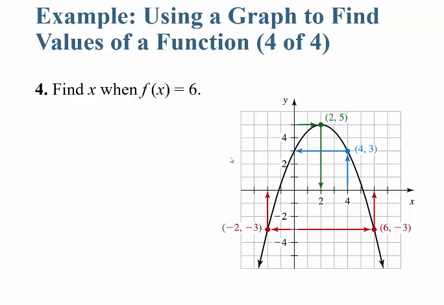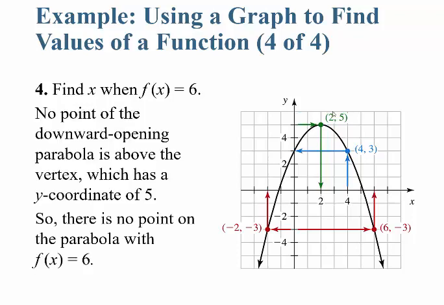All right, let's find x then when f of x is equal to 6. But that's weird because there's 1, 2, 3, 4, 5. Here's 6, but there's no graph corresponding to that value 6. So no point of the downward opening parabola is above the vertex, which has a y coordinate of 5. So there is no point on the parabola with f of x equal to 6. You can't find x. It doesn't exist, and that's okay.